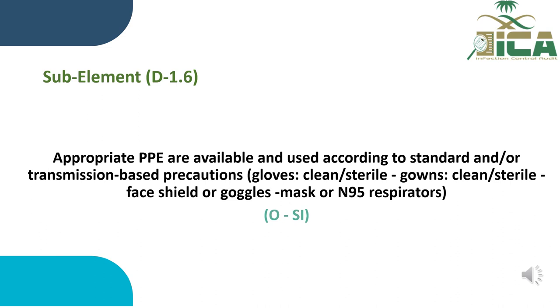Sub-element D1.6. Appropriate PPE are available and used according to standard and/or transmission-based precautions, like gloves, clean and/or sterile, gowns, clean or sterile, face shield or goggles, mask or N95 respirators. It's determined by observation and staff interview.